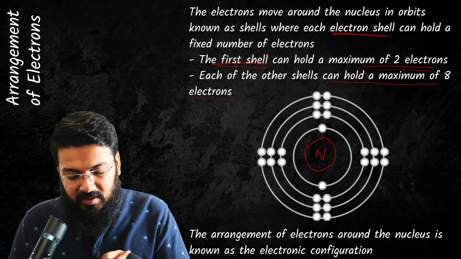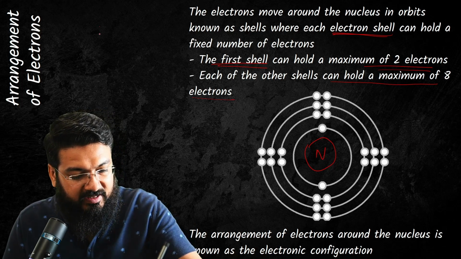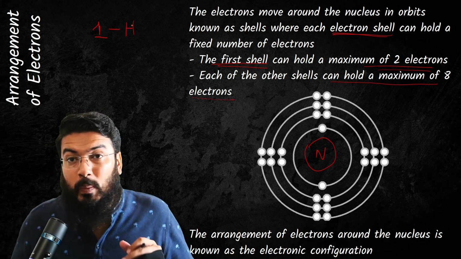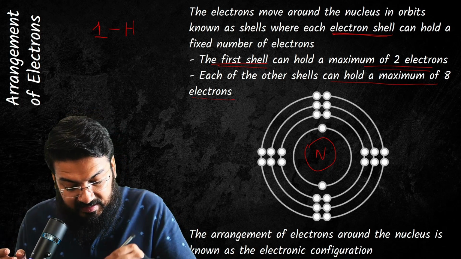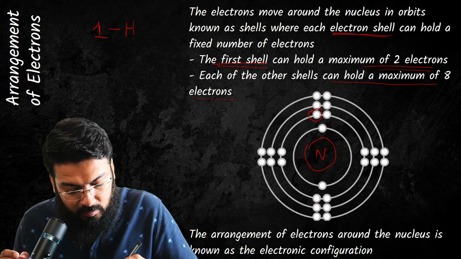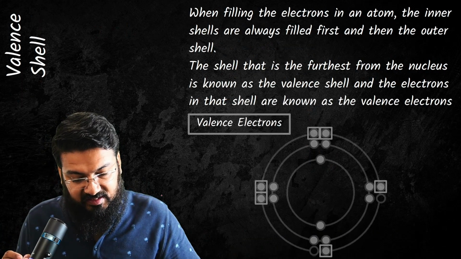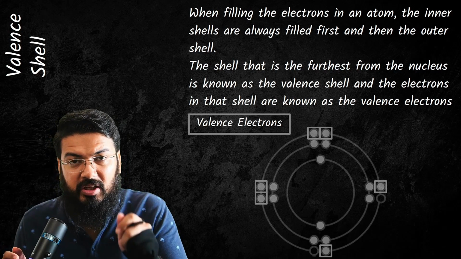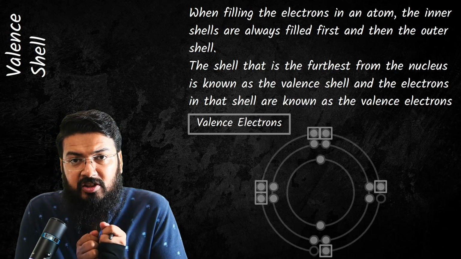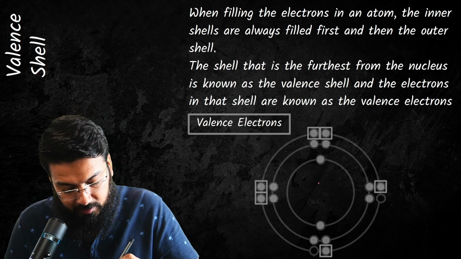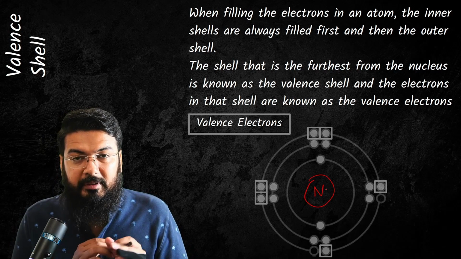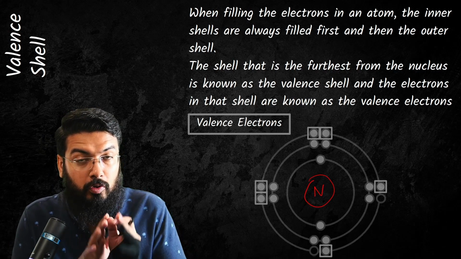Now, how are these shells filled? Let's say, for example, you have hydrogen. Hydrogen has exactly 1 electron. Now, where is that electron going to go? Is that electron going to go in the outermost shell or the innermost? Let's discuss that. When filling electrons, you need to remember that each electron will try to get as close as possible to the nucleus. So you have the nucleus over here. Each electron will try to go as close as possible.